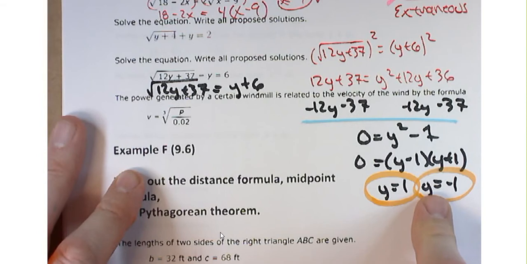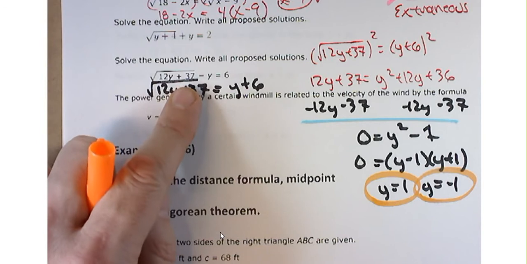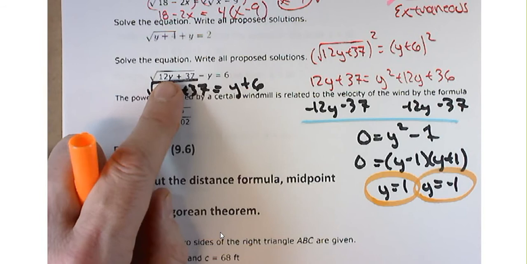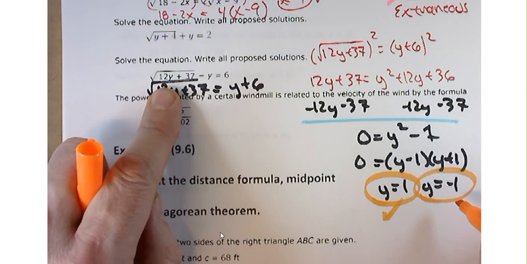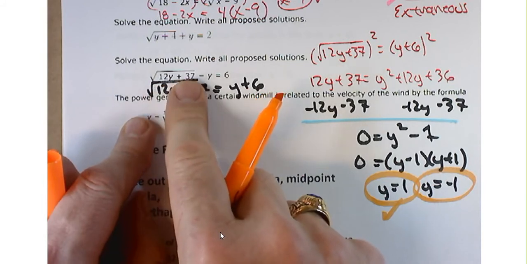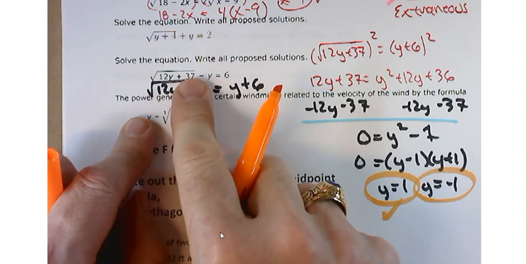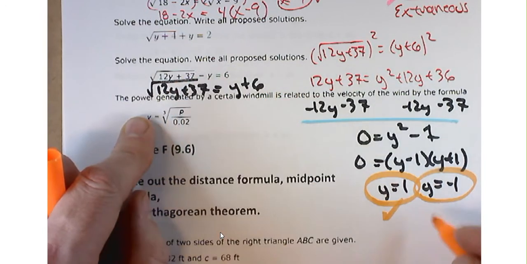Because if you put in a positive 1, I'll end up with square root of 49 minus 1 is 6. So yeah, square root of 49 is 7. 7 minus 1 would be 6. That one checks. But negative 1, I'm afraid, well, let's see here. If I put in a negative 1 here, 12 times negative 1 is negative 12, plus 37 is square root of 25. What's the square root of 25? 5. 5 minus negative 1 is 6.